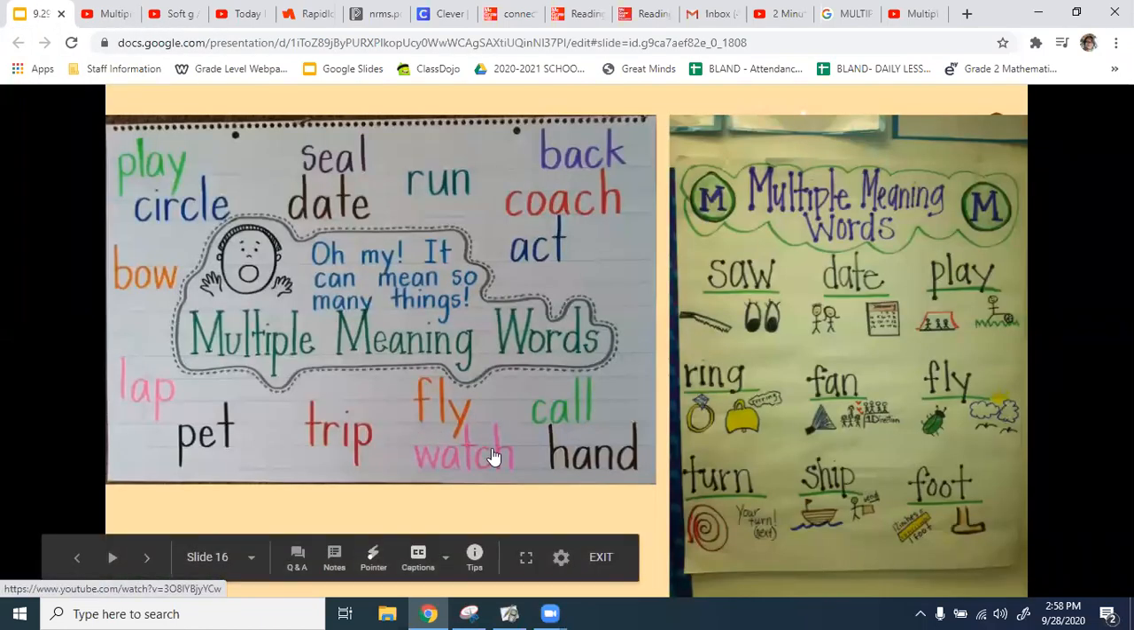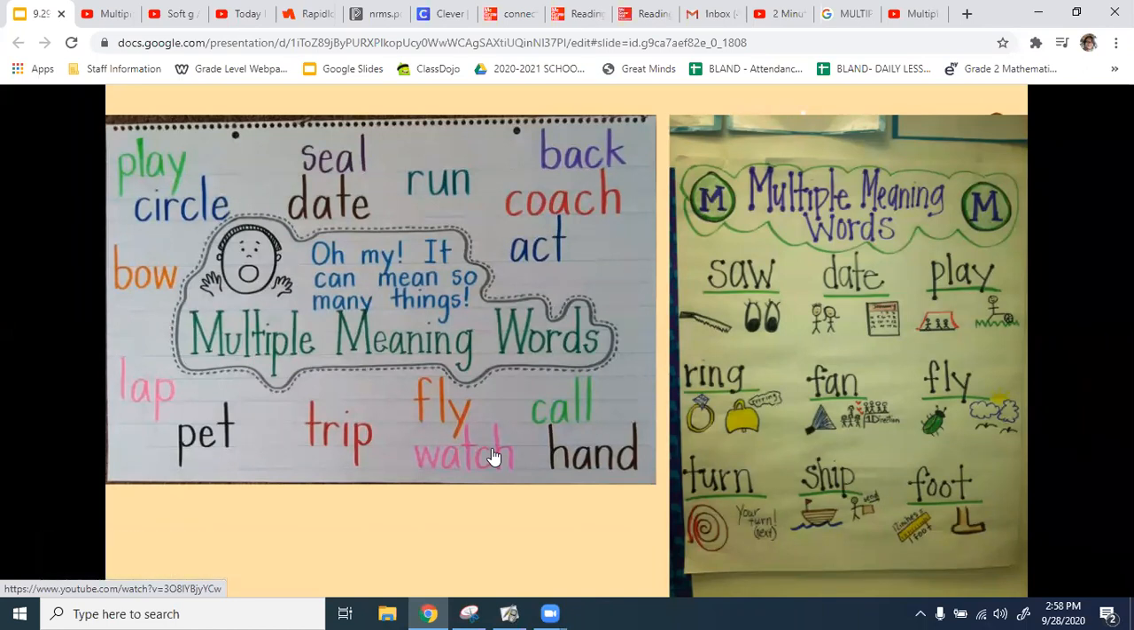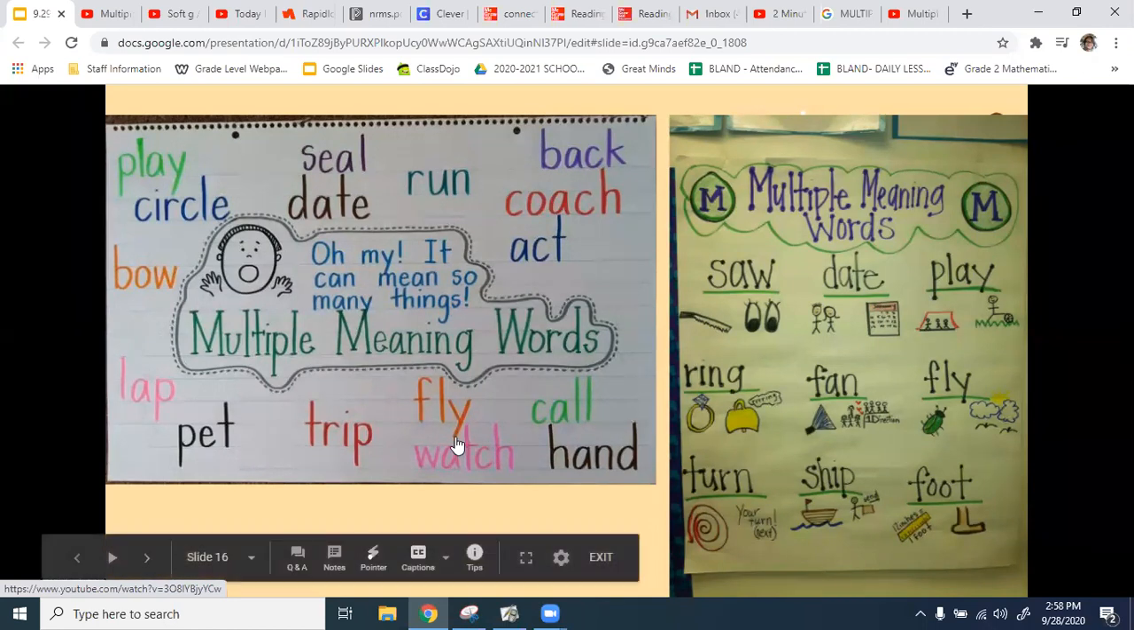You have an activity in Seesaw today that's going to deal with some multi-meaning words, and you're going to have a sentence and two pictures. You need to decide which one you think matches what that sentence is talking about. Be careful. Take your time and read the sentences very carefully.